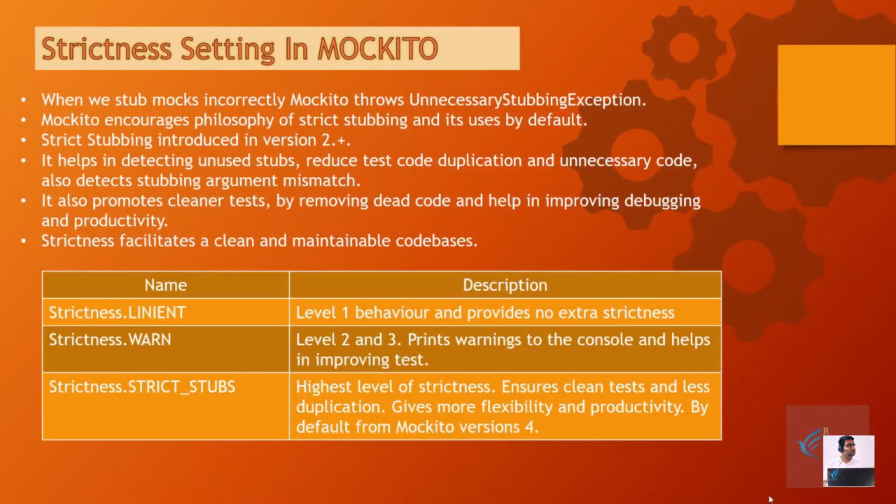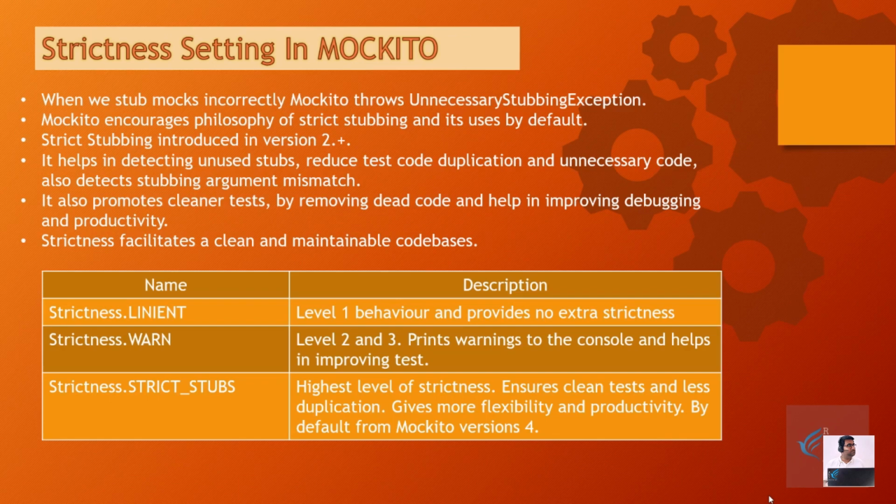I am Sourabh Shrivastava and in this video we are going to learn about the strictness setting in Mockito. Sometimes we stub our mock unnecessarily, and Mockito encourages the philosophy of strict stubbing. This setting helps in detecting unused stubs and less duplication, and this promotes cleaner tests and helps in improving productivity.